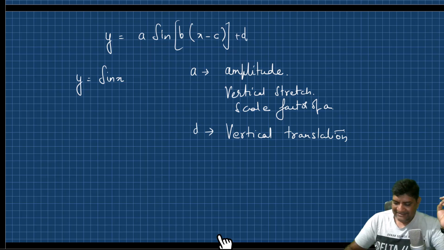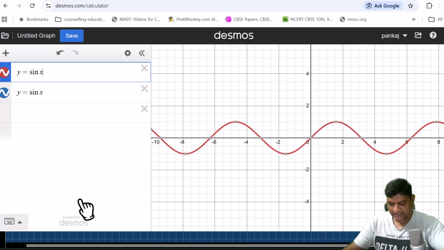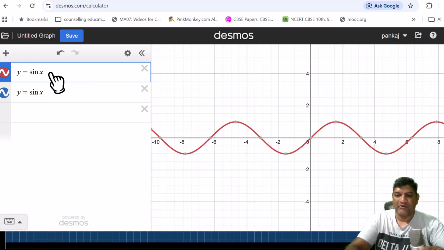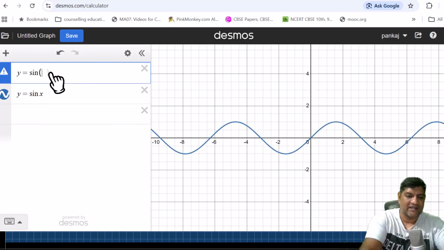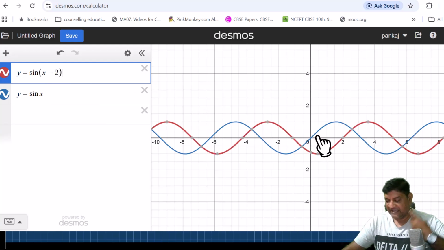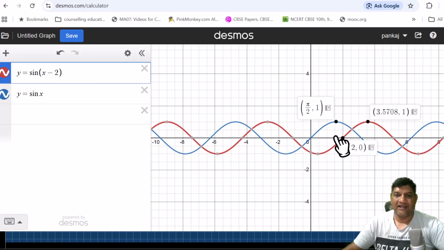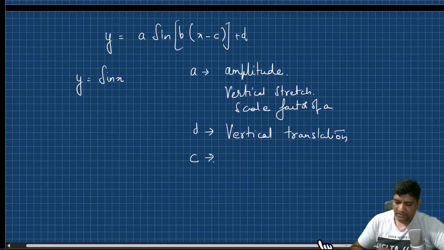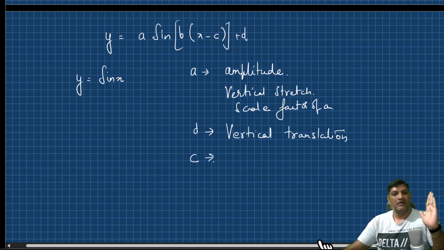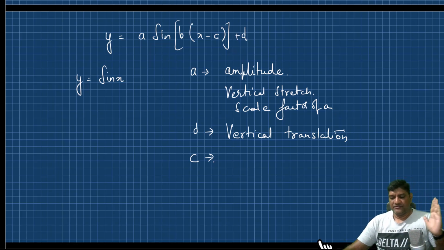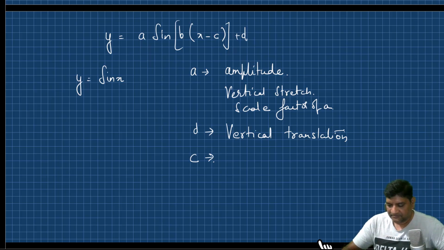Let's see what this c value does. Okay, I'm going to go back to Desmos again, and remember the value c is inside of the bracket, so I'm going to say x minus, let's say, 2. The blue curve, which is the initial sine curve, has moved 2 units to the right. That's the effect. So this number, which is c, will have a horizontal translation. So d will be vertical translation and c is going to be a horizontal translation.